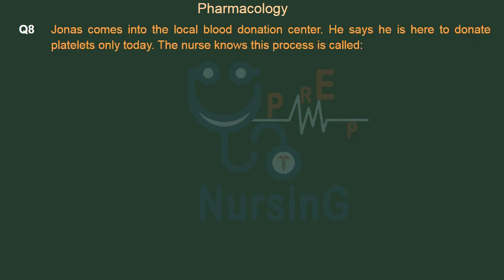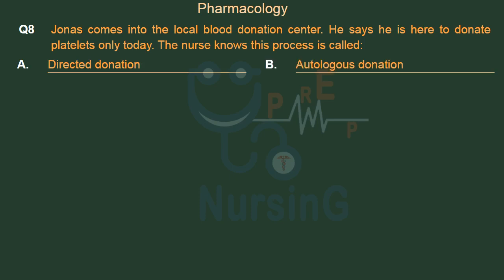Jonas comes into the local blood donation center. He says he is here to donate platelets only today. The nurse knows this process is called: Option A. Directed donation. Option B. Autologous donation. Option C. Allogeneic donation. Option D. Apheresis. Right answer is option D.